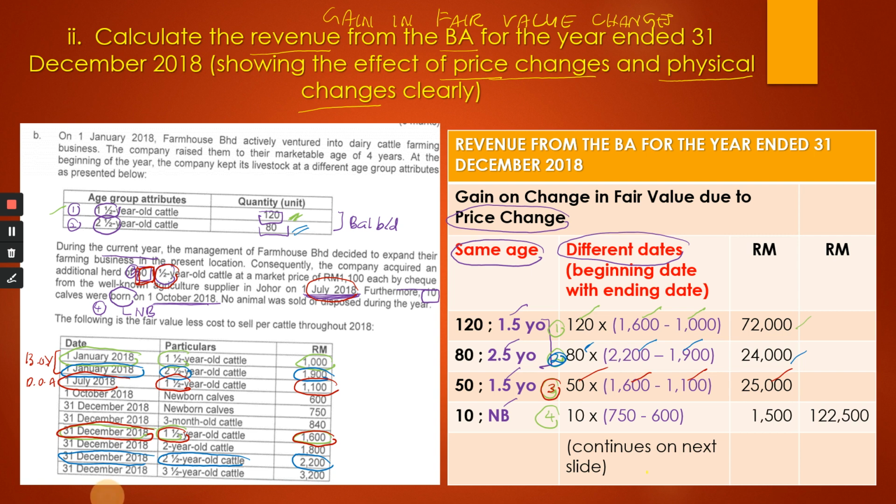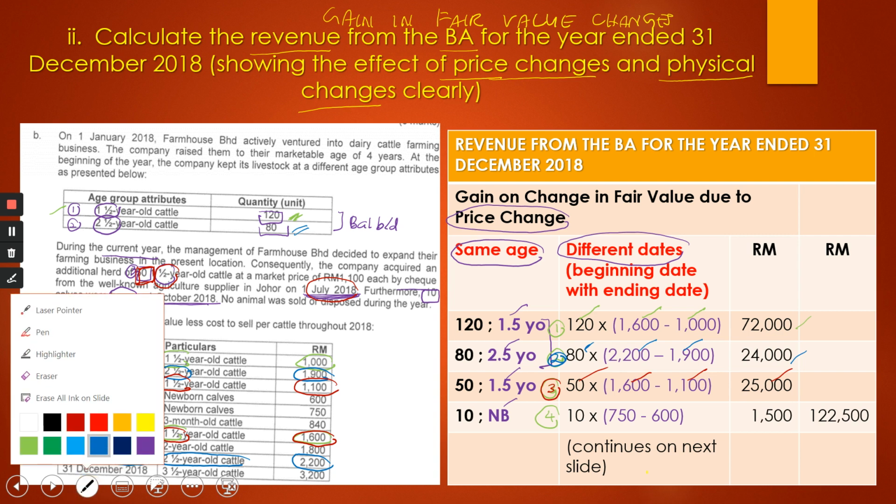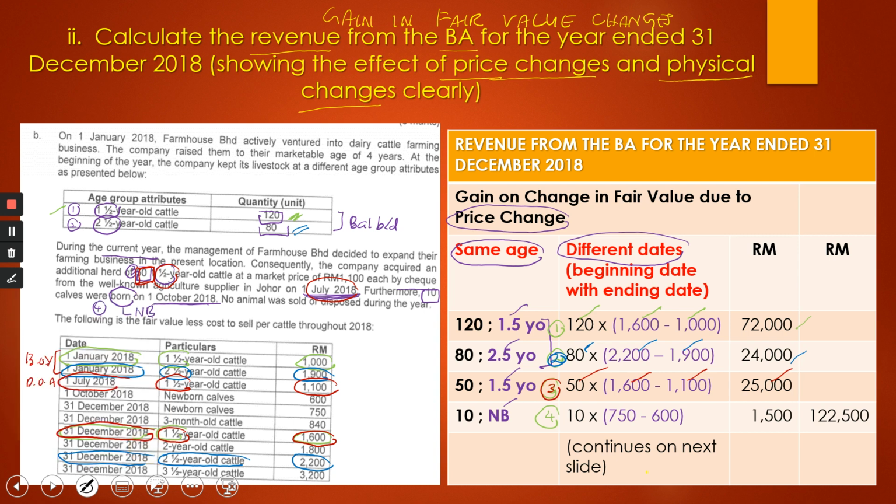Our newborn, we take a different color. So we'll take purple itself. So the newborn, number 4. How many of them? 10. So when was it born? They were born on 1st of October. So price on 1st of October, newborn calf, it was 600.